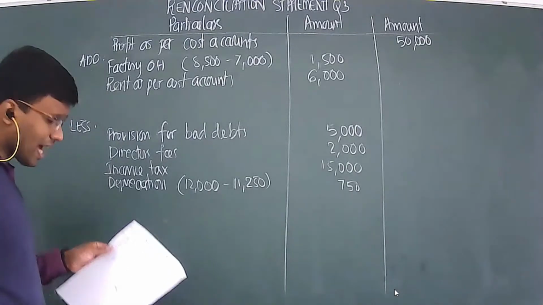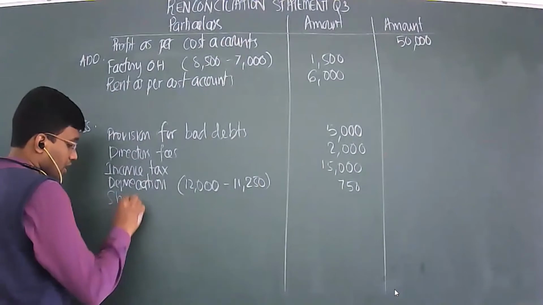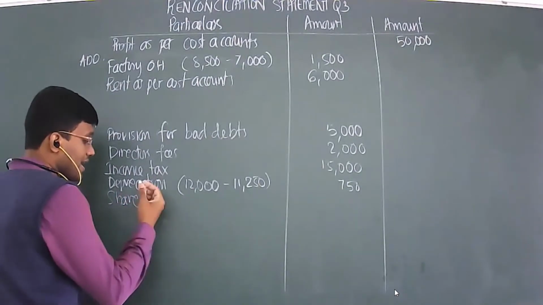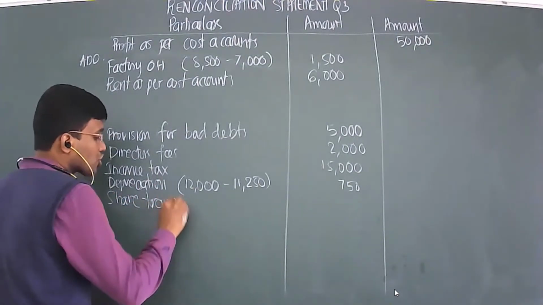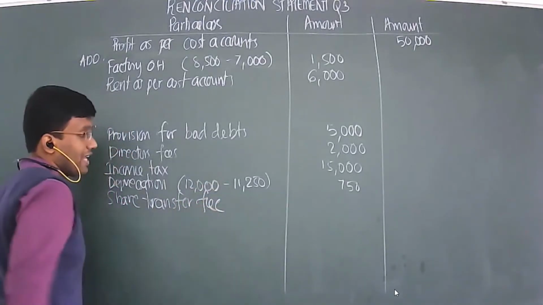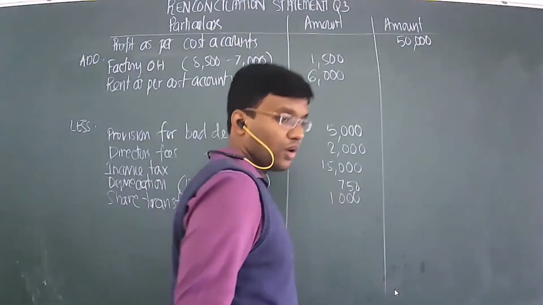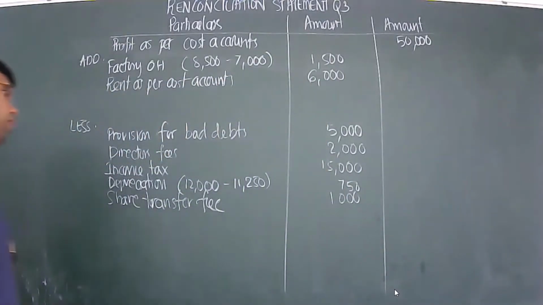Then the next item that we have is share transfer fee. Share transfer fee is a pure financial expense, and the amount works out to be 1,000.